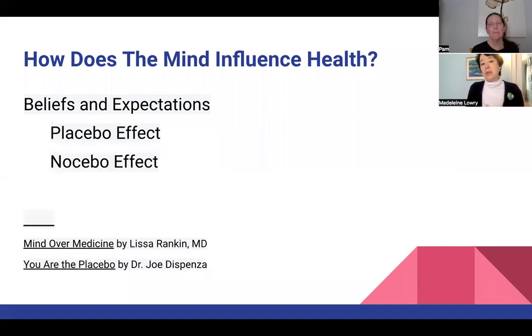Not only can it be used to your benefit, the placebo effect, but it can also be used to your detriment. And that's what the nocebo effect is. When a person is given a dire prognosis and they believe it, this can have the opposite effect, right? It can have a negative effect on your condition, on your state of health. A couple of books that I would recommend if you are interested in this are Mind Over Medicine, or You Are the Placebo, and these are listed here.